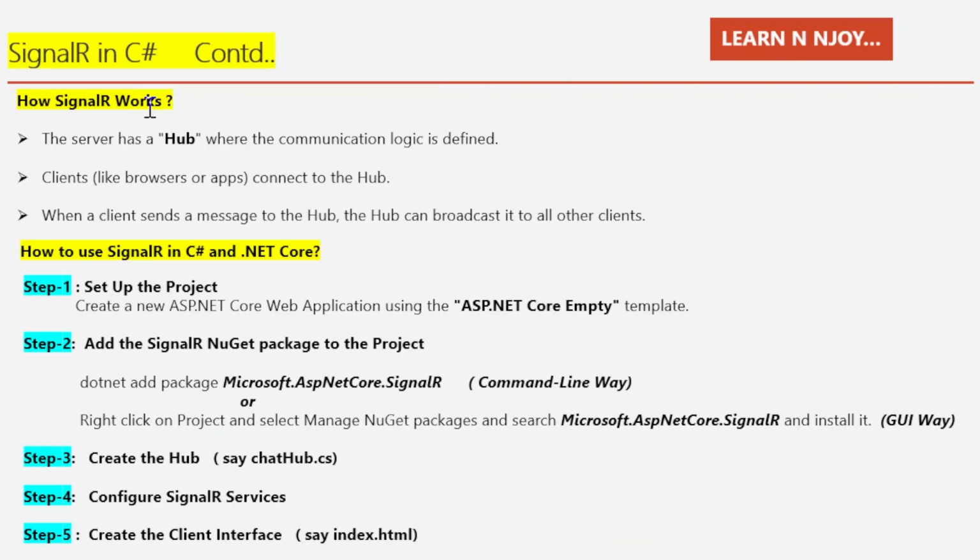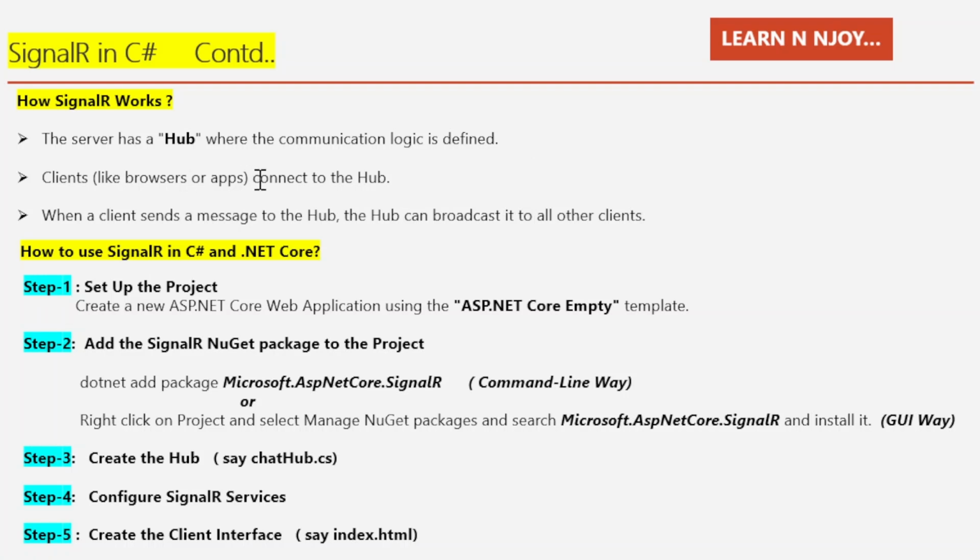Now let's talk about how SignalR works. The server acts as a hub where the communication logic is defined. What does it mean? Think of the hub as the control center on the server that knows how to handle all messages between the app and the users. It decides what happens when a message is received and who should get notified.